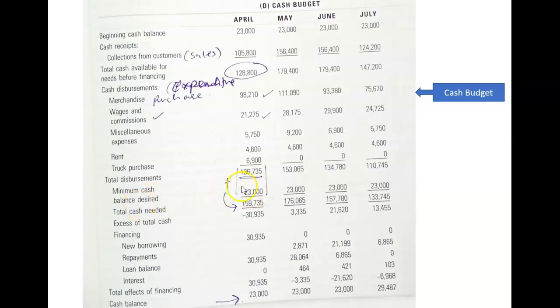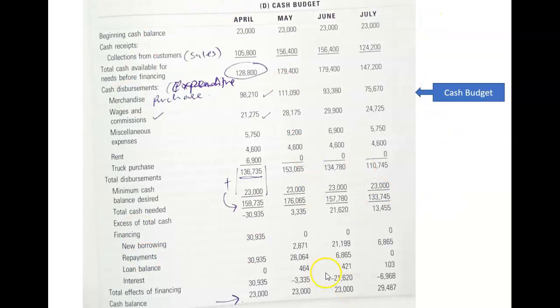You need to add the 23,000 just now, right? So total up, and then you minus this one, the total cash needed, and you got 30,935. So is it excess or what? I found here it is not excess, so it's negative. That means negative means what? As I mentioned to you just now, if the cash budget is negative, that means you need 30,935 ringgit to inject into the business to survive for May, June, and July.